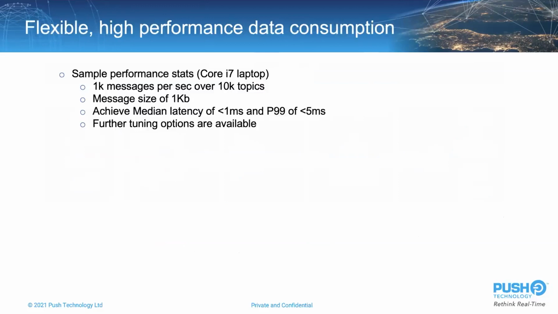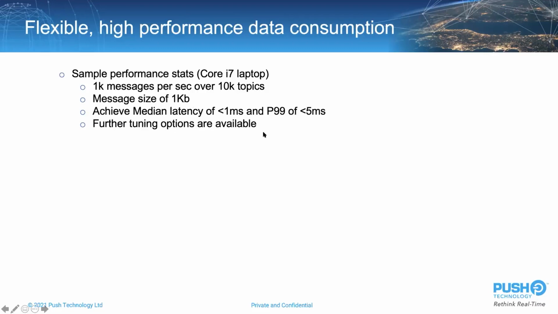Now, before we continue, I think it's important to mention the performance of Diffusion. Here we have some sample performance statistics run by our own benchmarking team. This was run on an i7 core MacBook Pro laptop. The sample statistics are 1,000 messages per second over 10,000 topics with a message size of 1 kilobyte, which is probably quite large, to be honest.